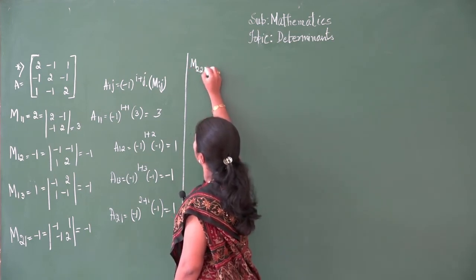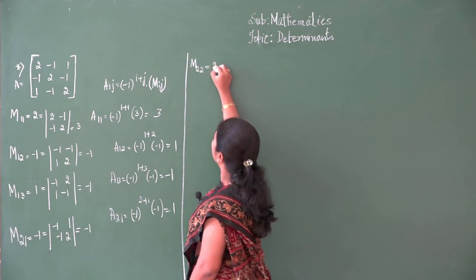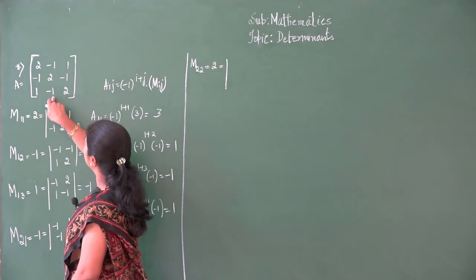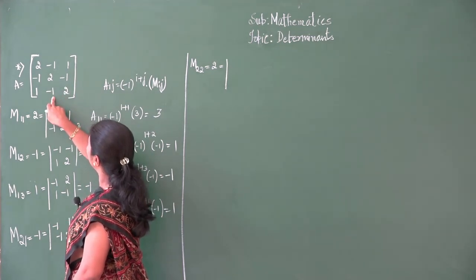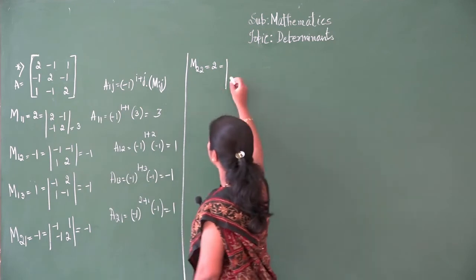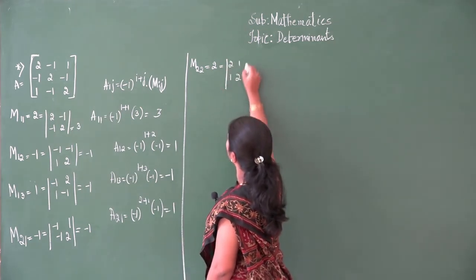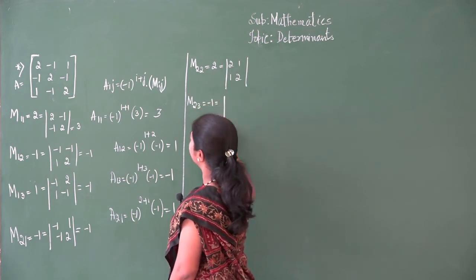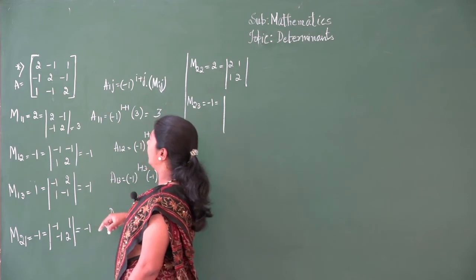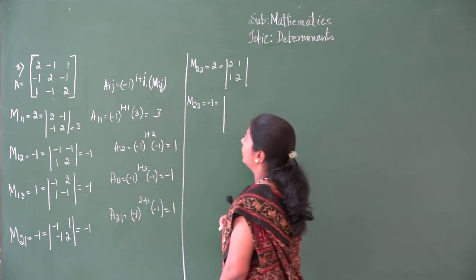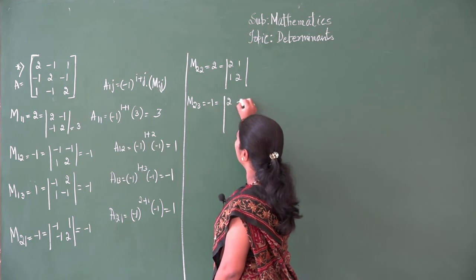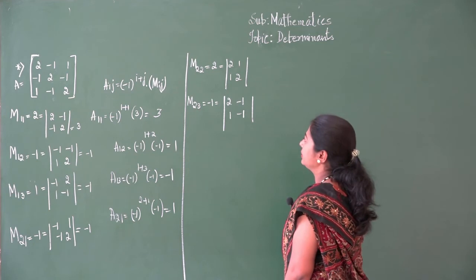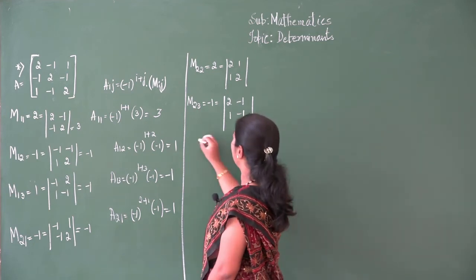What is M22? We are speaking about the second row, second element, that is 2. So, you are supposed to leave this row and the second column. What are the elements left out? 2, 1, 1, 2. What is M23? Minus 1. Second row, third column. You are supposed to leave the second row and third column. 2, minus 1, 1, minus 1. That is M23.